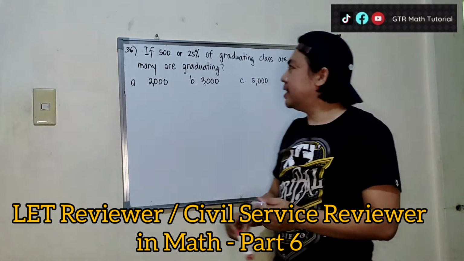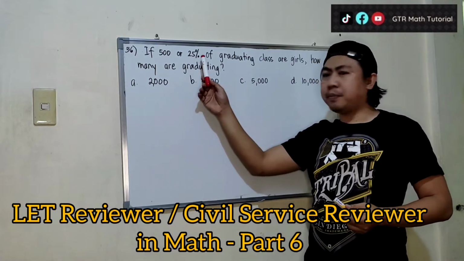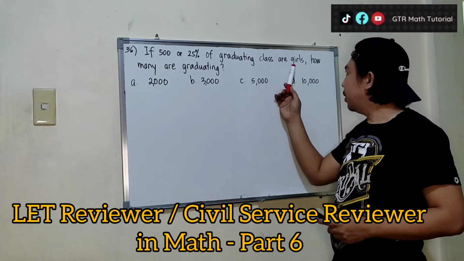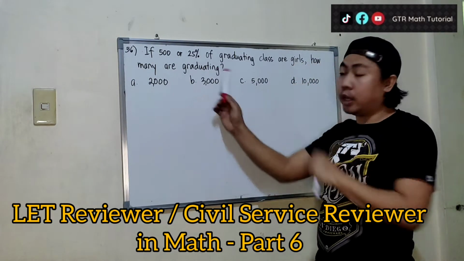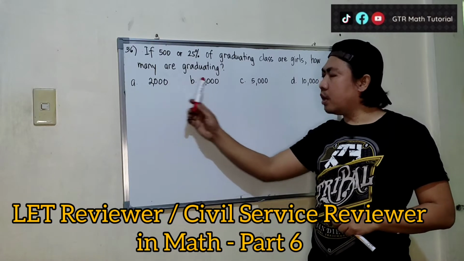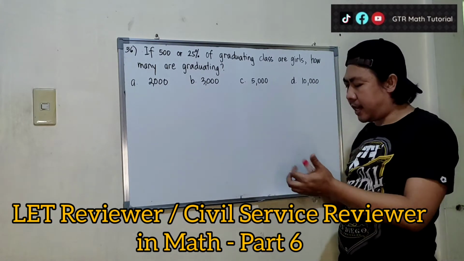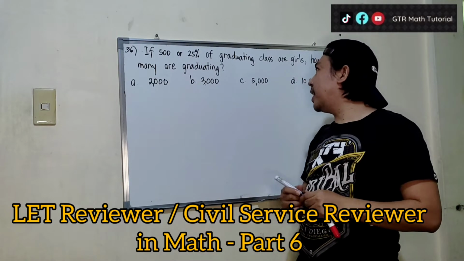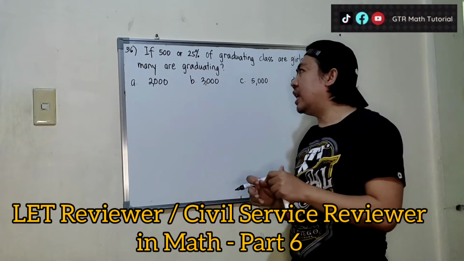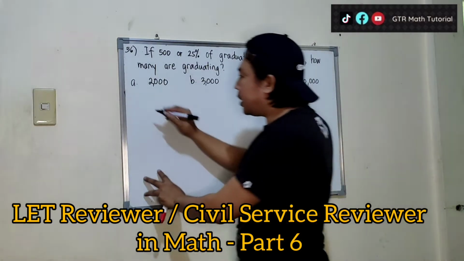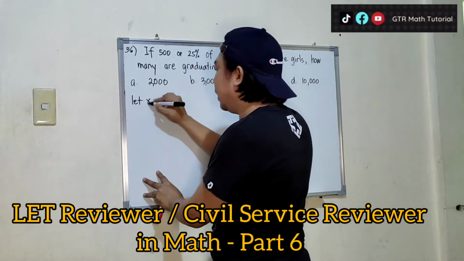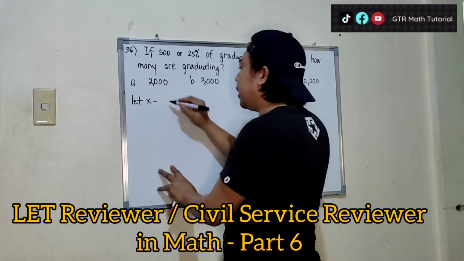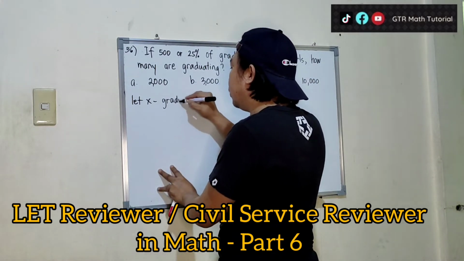Okay, number 56. If 500 or 25% of graduating class are girls, how many are graduating? So choices, 2,000, 3,000, 5,000, and 10,000. Okay, so 500 or 25% are graduating. So, hindi natin alam kung ilan yung graduating. So, let X be the number of graduating.